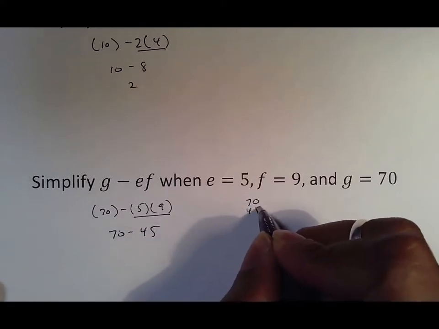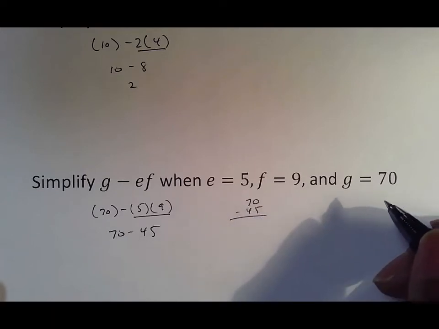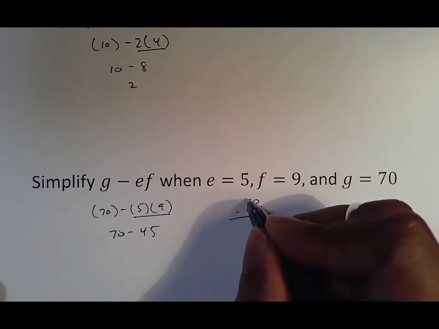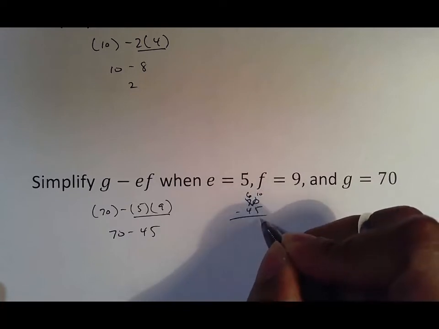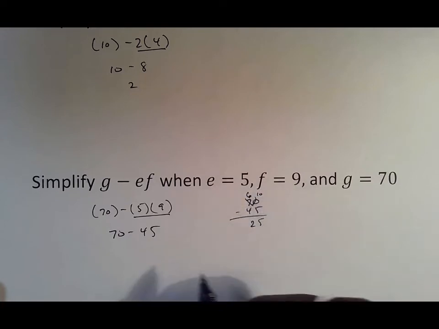And yes, at some point we're going to do this a lot. That's why we're working on your addition and subtraction. I can't do 0 minus 5, so I borrow, turn 0 into 10. 10 minus 5 is 5. 6 minus 4 is 2. I get the answer of 25.